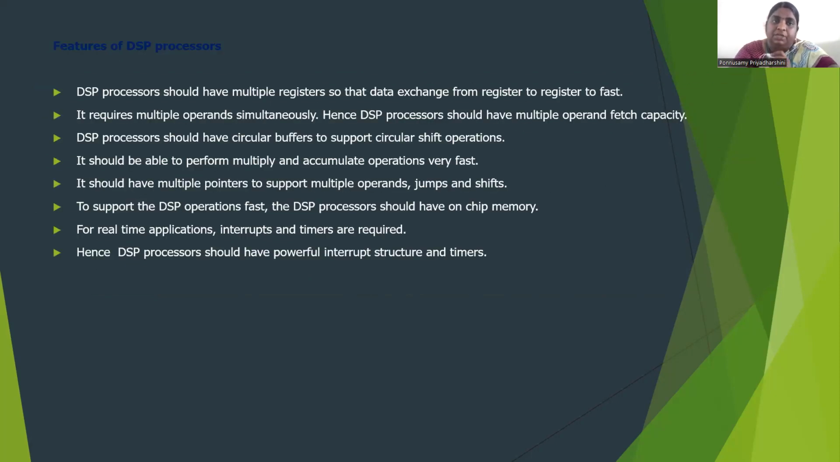The main features of the DSP processor are multiple registers, multiple operands, and circular buffers that accommodate the operations very fast, jumps and shifts, on-chip memory, and interrupt structure.